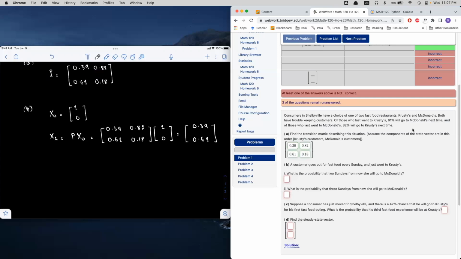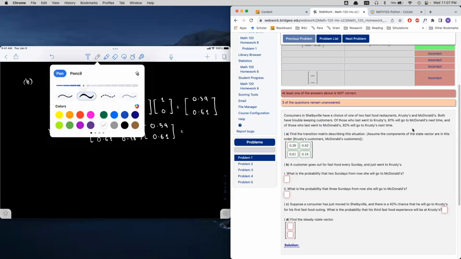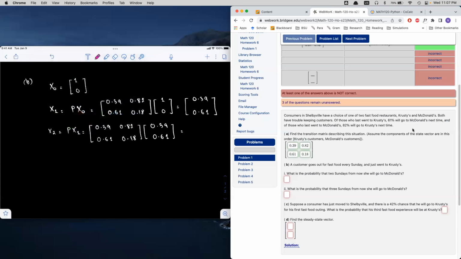But the question is, what is the probability that 2 Sundays from now, she will go to McDonald's? So that means you need to calculate x2. For x2, you need the information of x1, with the same matrix of transition probability. So here you get 0.39, 0.82, 0.61, 0.18, multiplied with x1, which is 0.39 and 0.61. This is a matrix multiplication, so let me work out the calculation for this problem.